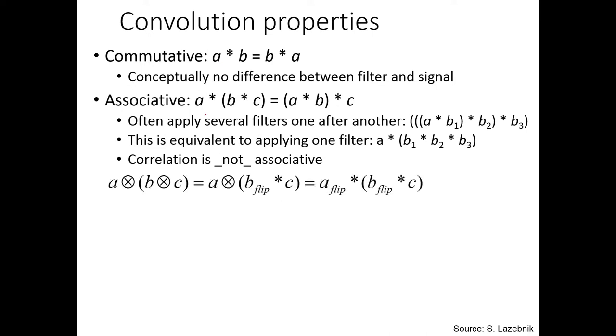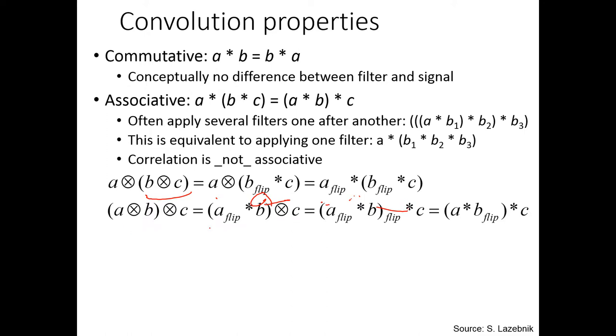So as I mentioned, I summarize that convolution is commutative and associative. But correlation is not associative. We can easily check that because now we know the relationship of correlation and convolution. Correlation between b and c is equal to flipping b and then convolving with c, and then this operation can be replaced by flipping a and then convolving with this again. But if we do it the other way, we have a flip star b and then correlate with c, then it becomes a flip, b flip, c.